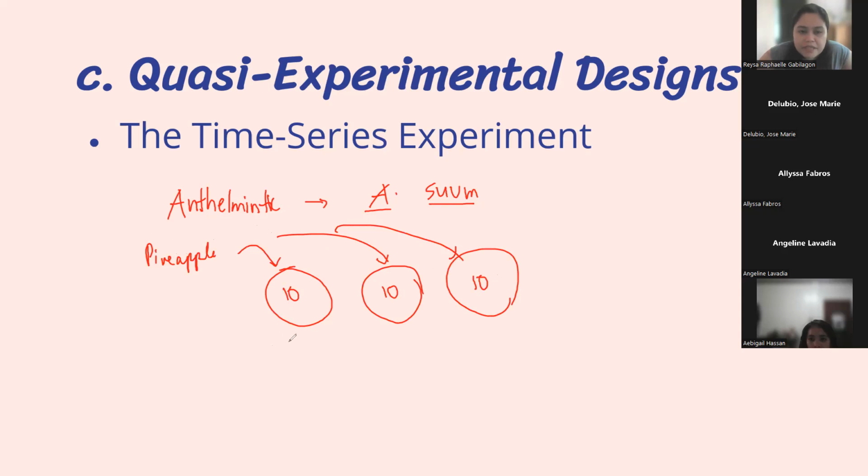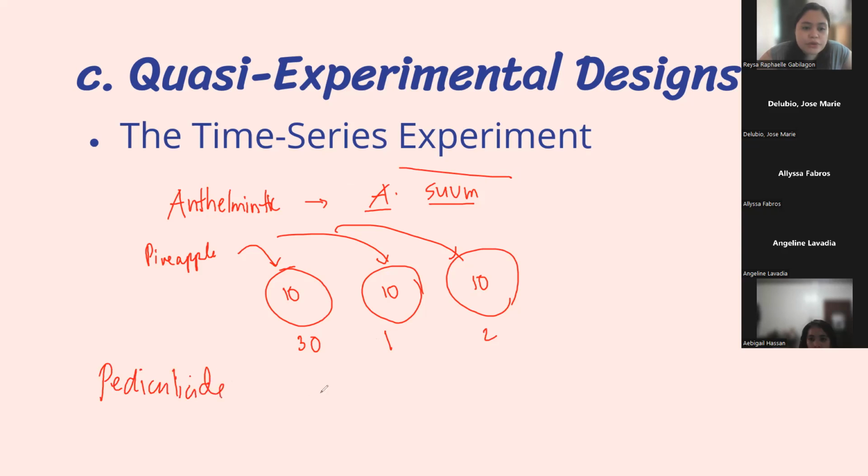Okay? And then nag-time series sila on the first hour or after 30 minutes, chinek nila kung yung 10 Ascaris dyan buhay pa ba or okay pa ba sila o kaya meron nang na-paralyze. And then after 1 hour na naman, after 2 hours, that's what you call a time series na experiment. So pag walang control group, walang positive control, walang negative control, walang randomization, time series lang talaga siya, quasi-experimental research design yon. Okay?